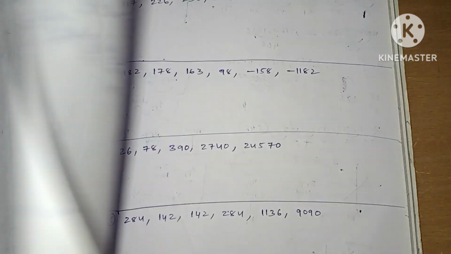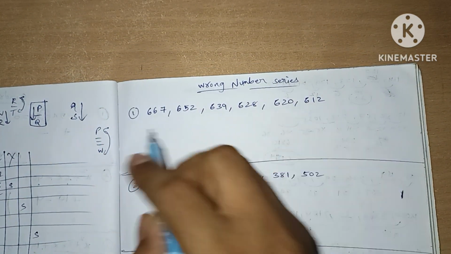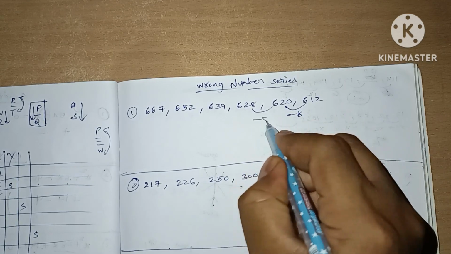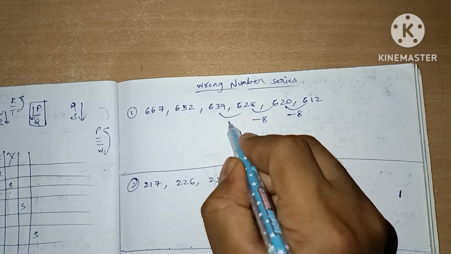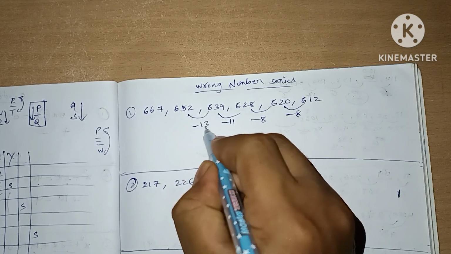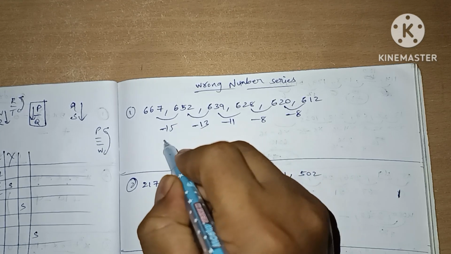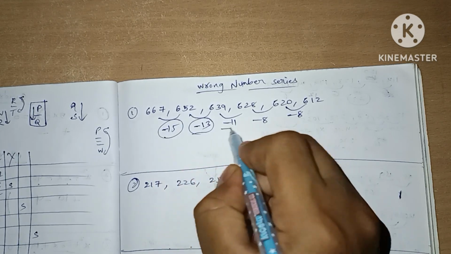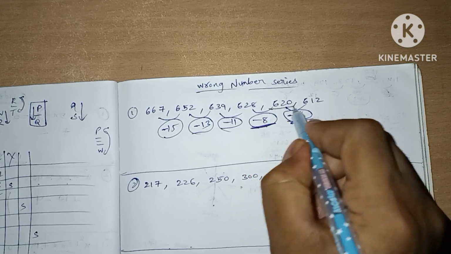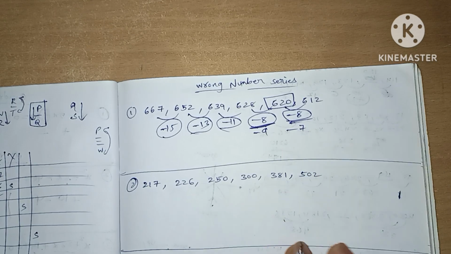Now we are going to see wrong number series. Here these numbers are slightly varying, so we'll go with the differences. Here the difference is minus 8, here the difference is minus 11, here the difference is minus 13, here the difference is minus 15. So it is clear that the differences are odd numbers, so these two are wrong, so our wrong number is this one. It must be minus 9 and it must be minus 7.